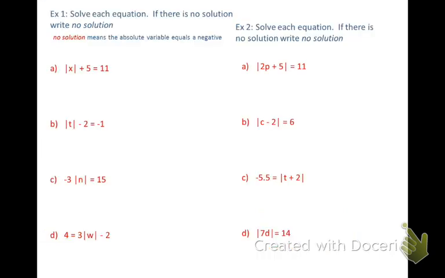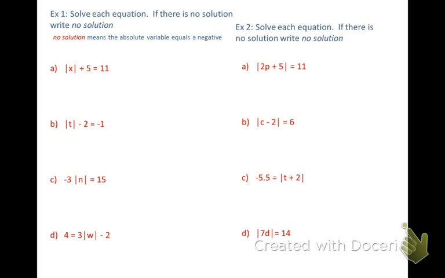Solve each equation. If there's no solution, write no solution. And there's only one way. No solution means the absolute value equals a negative. You cannot have a negative answer to an absolute value. So you can't say the absolute value of -5 is -5. That does not work. Remember, absolute value is how far something is from 0. It's not a negative or a positive answer.